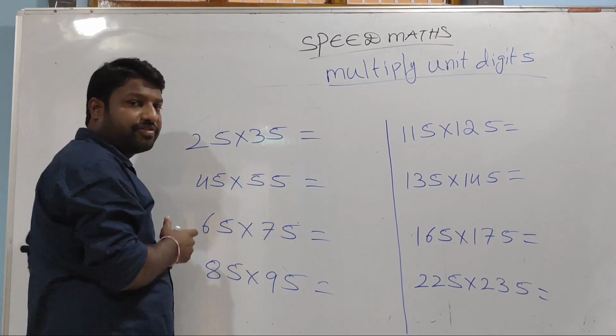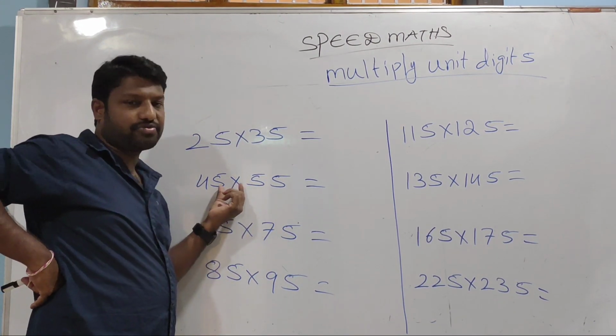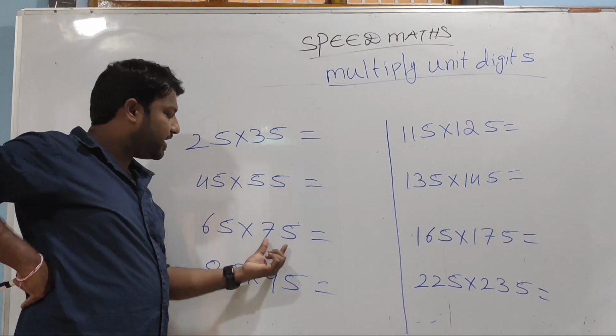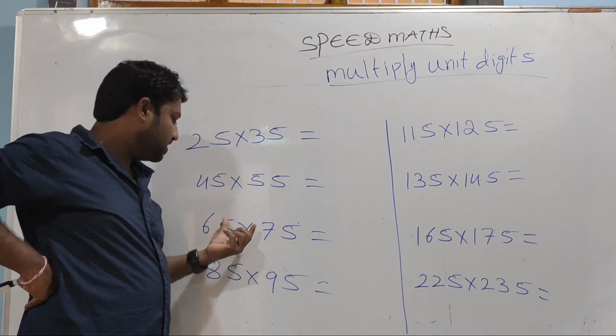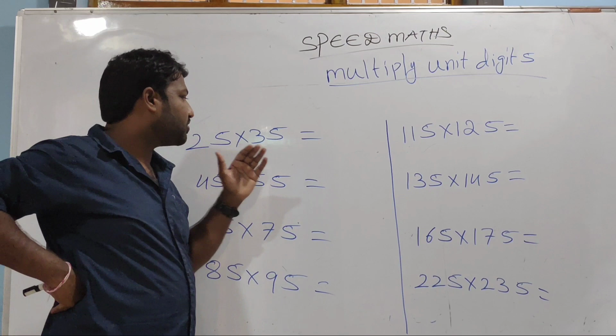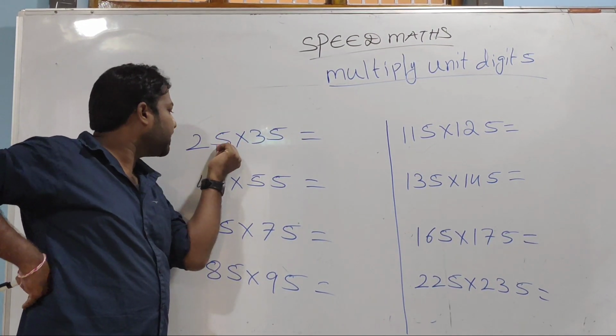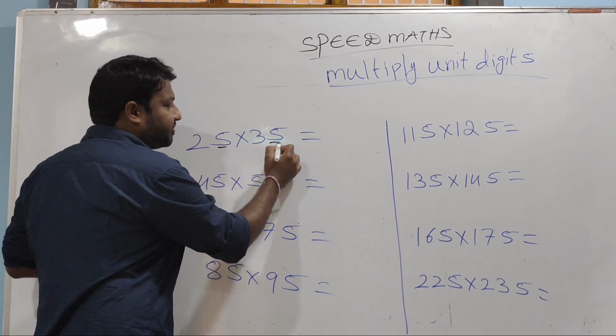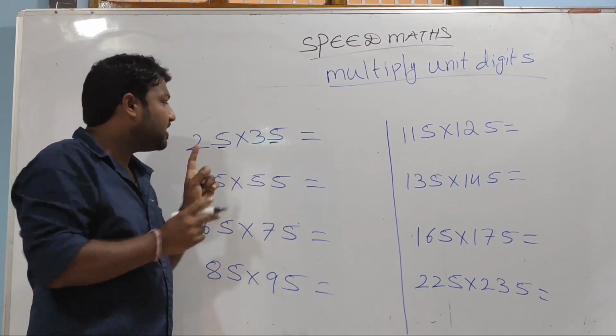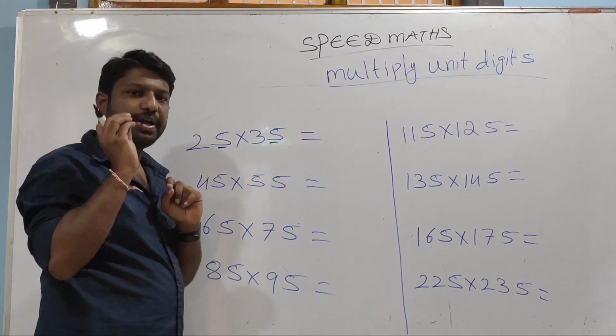Next, 45, 55. The difference is 10. 55 minus 45 is 10. So 65 and 75, the difference is 10. So the first condition is what? The unit digit should be 5. The last digit should be 5, and the difference of these two numbers should be 10.